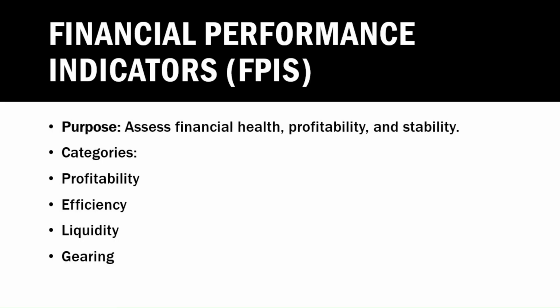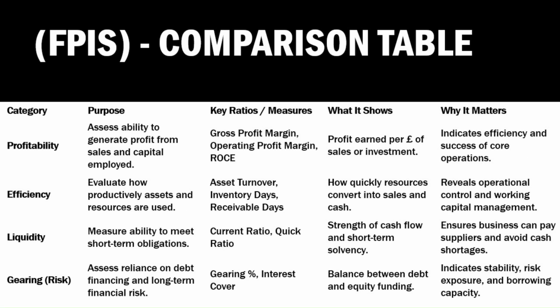Financial performance indicators, or FPIs, measure profitability, efficiency, liquidity, and gearing. Profitability shows how much profit is earned from sales or capital. Efficiency measures how productively resources such as inventory and receivables are used. Liquidity checks whether short-term obligations can be met. Gearing assesses long-term risk by comparing debt with equity. Together, these ratios explain how well an organization manages money and risk.